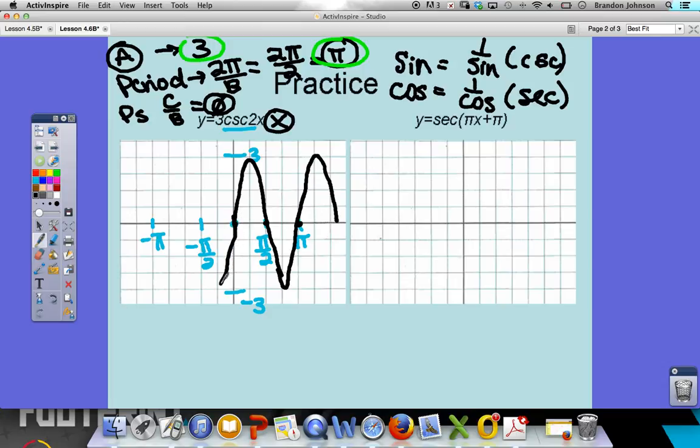Again, I'll repeat this on the other side as well. Okay? Repeat on the other side. So again, that's how we figure out how to graph our sine, but we still have not found what our cosecant is.